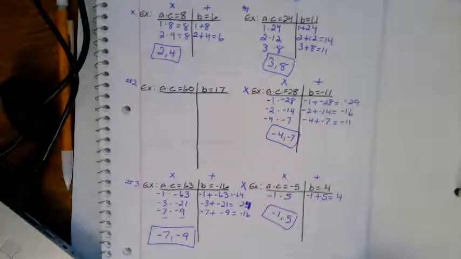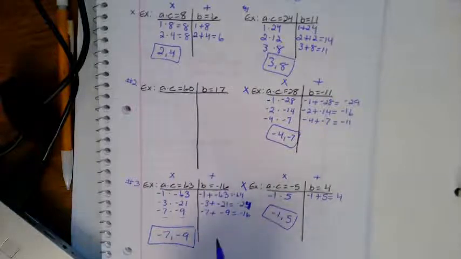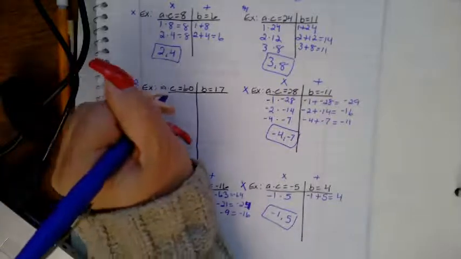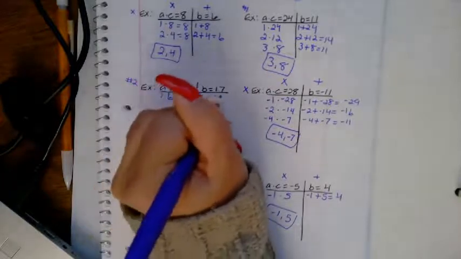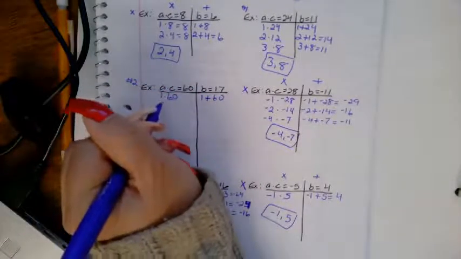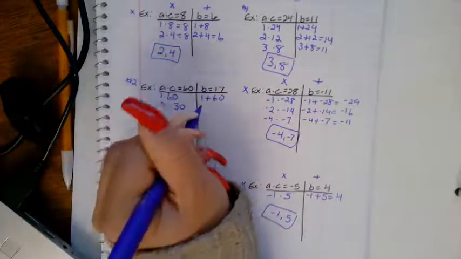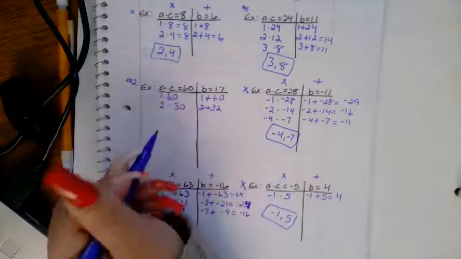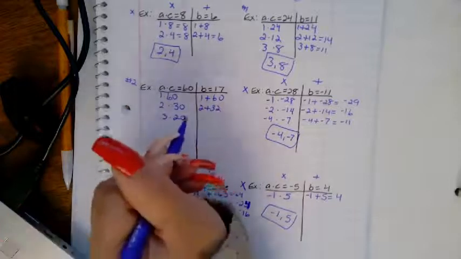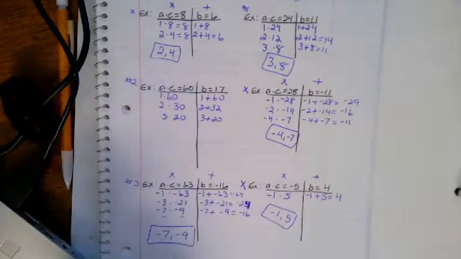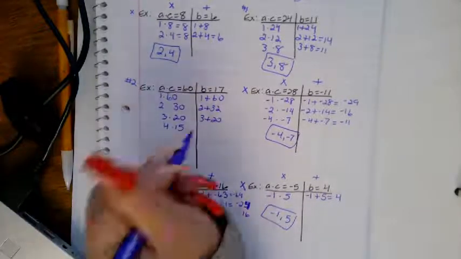Okay, let's look at number 2. We have 2 positive numbers again. Oh, I love those. Okay, 1 times 60 is 60, but we know 1 plus 60 is not 17. 2 times 30 gives us the 60, but if we add that, we're only getting 32, so that's not it. Let's do 3 times 20, but if we add that, that's only 23. Okay, and we have 4 times 15, and if we add that, we're getting 19.